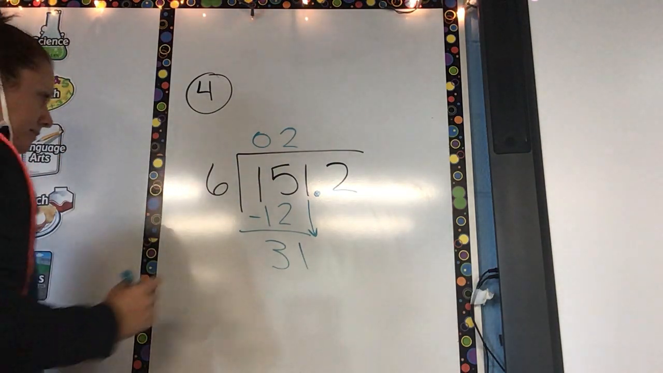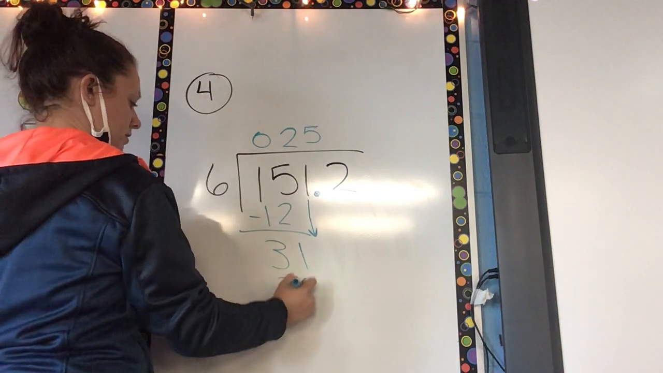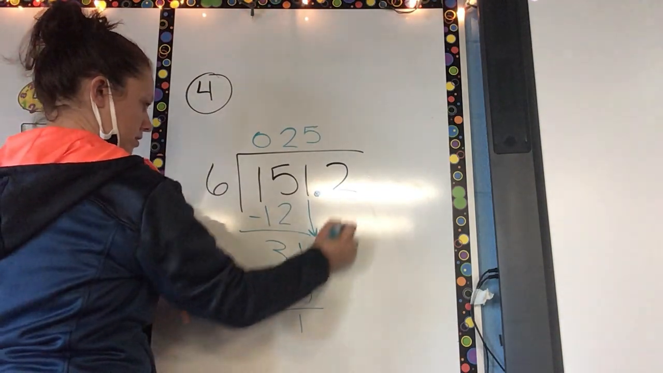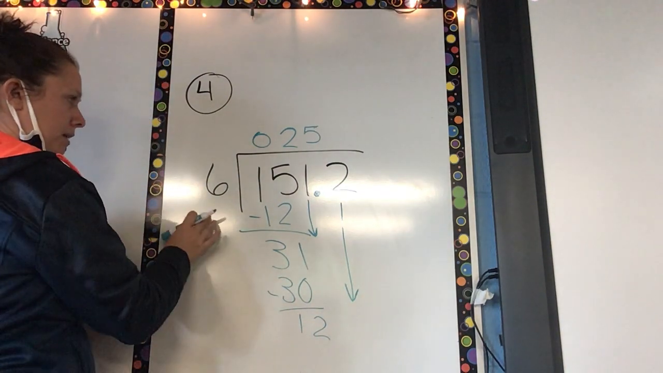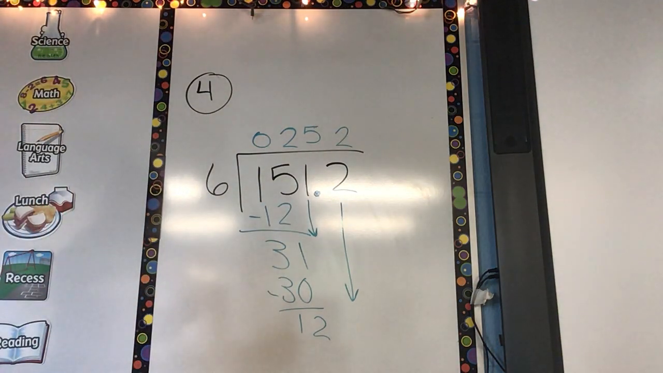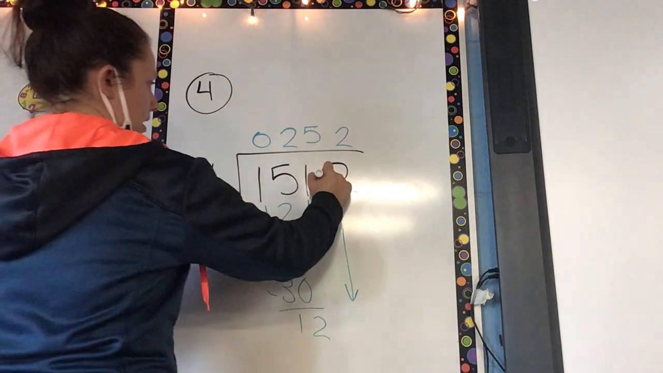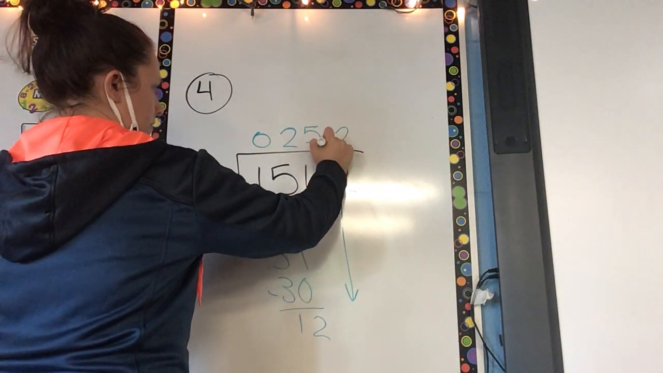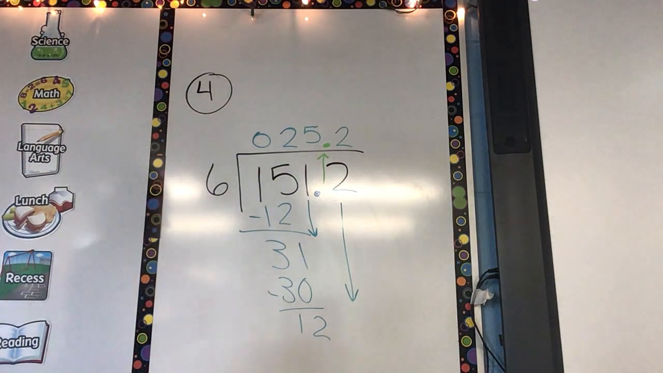31 divided by 6? Good. 12 divided by 6? And then what do I do with that decimal? I bring it up. And done. Show me a thumbs up if you got that one. Nice. All right, let's walk over here.